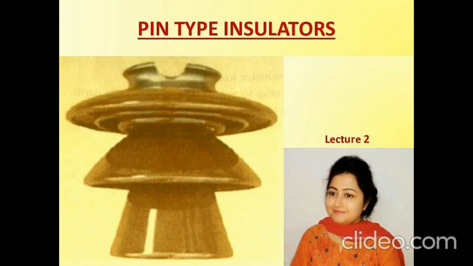Now look at this figure. This is the pin type insulator. The conductor is supported on the top of the insulator. Up to 25 kilovolt, this type of insulator is made in one piece, and above that voltage range in more than one piece, but they are used for up to 50 kilovolt only. For high voltage, they become uneconomical.